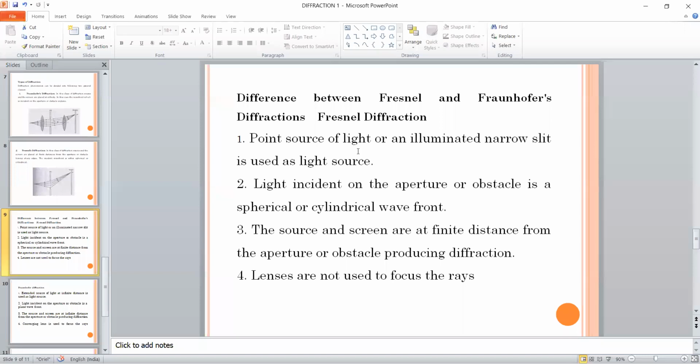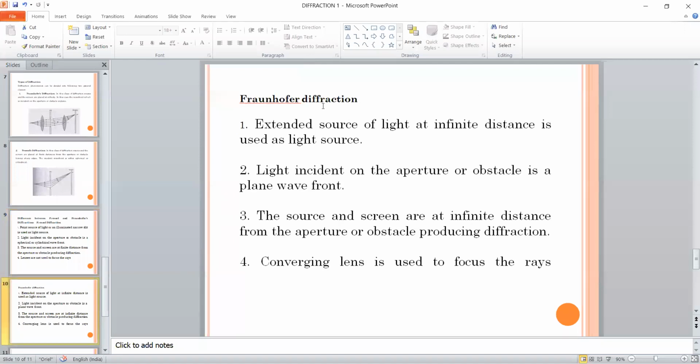Okay. Source is a point source, that is candle, and the wavefront incident on the screen is spherical in shape, and source and screen are at a finite distance. Here we cannot use any lens. Then what about the Fraunhofer diffraction? The source is an extended source. That means sunlight is the best example for an extended source.